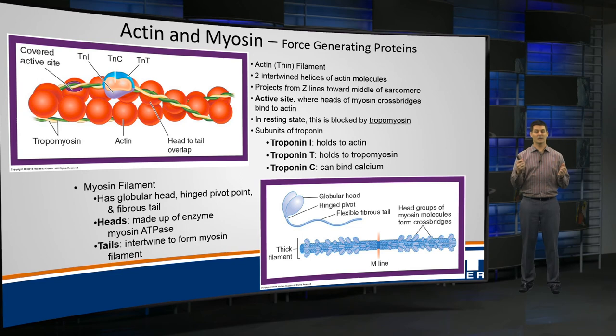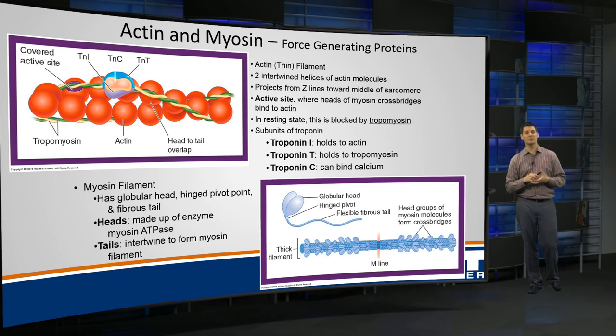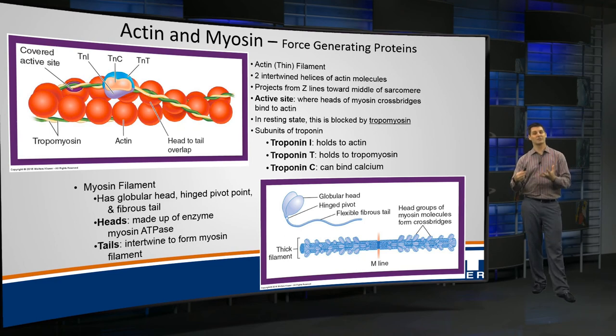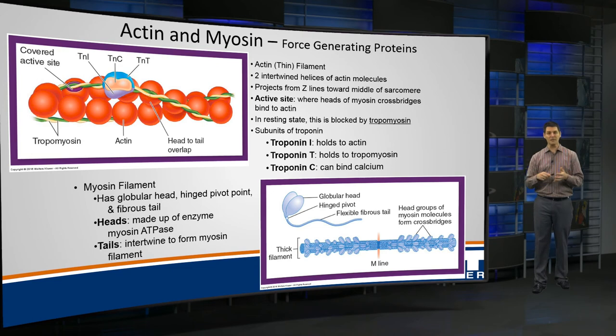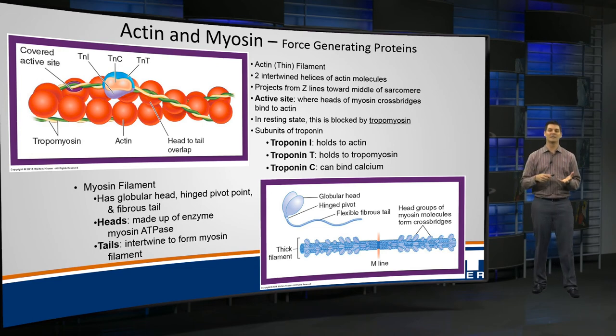So what we're going to do is actually look at that, and we'll see that the golf clubs are going to flex back and forth. The heads are made up of an enzyme called myosin ATPase, which is going to become important in determining the rate of muscle contractions as we move forward. And then, of course, the tails are intertwined to form a myosin filament.